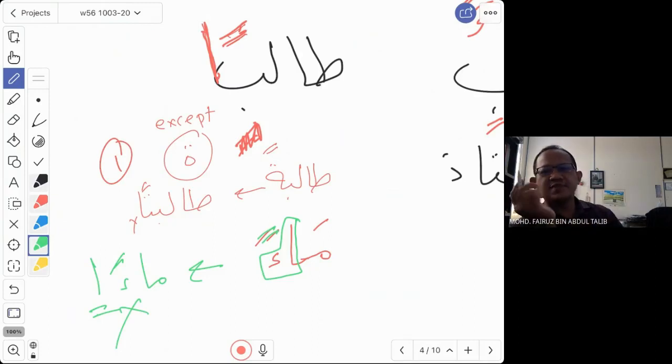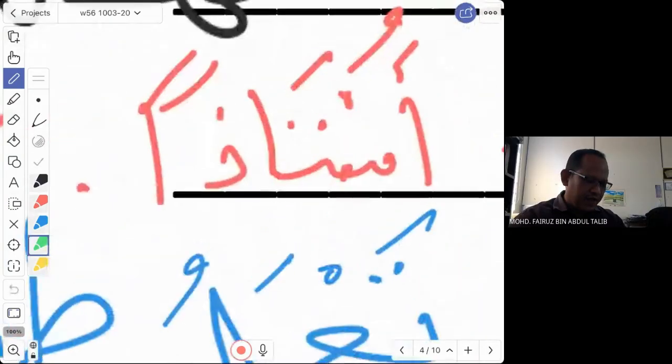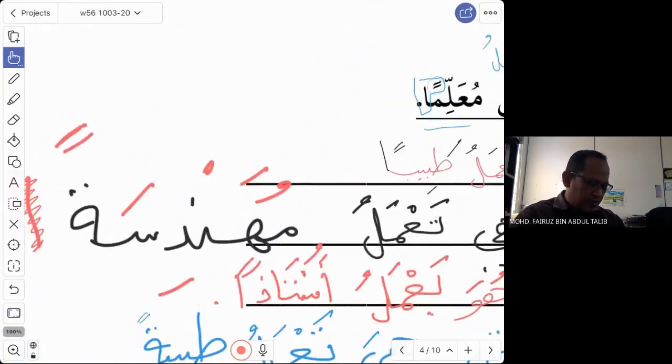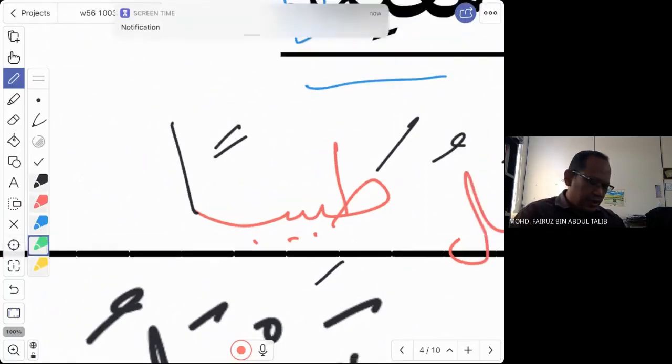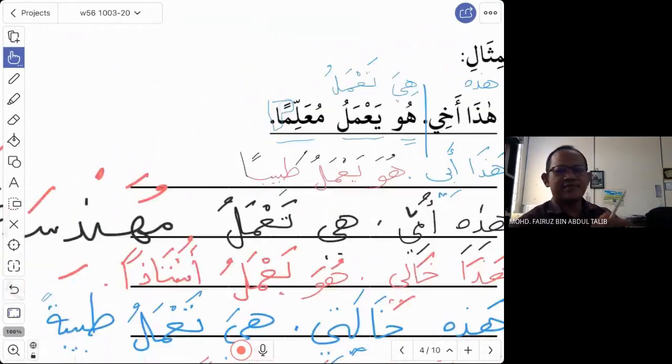But for the rest of the letters, ba, ta, tha, waw, mim, if they have tanwin fathah, you have to put alif. Is that okay, Faris? That is only for the spelling part. That is why, if we write the word ustaz here, since it ends with tanwin fathah, I put an alif. The same with tabiban, and also mu'alliman, the same thing. Any other questions? No questions? Okay.